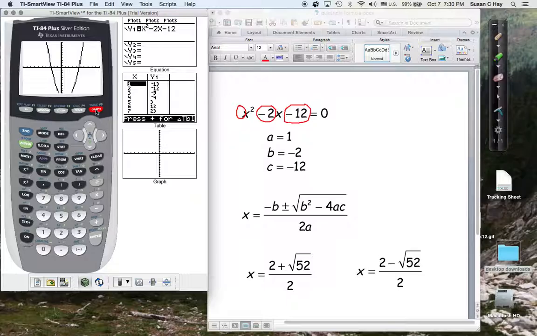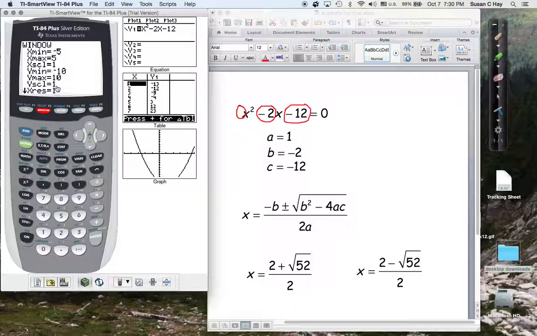And wow, check that out. If you want to zoom in more and get a closer look, you know how you can change your window. Let's change our window. We don't want to see all of those x's, so let's focus in on like -5 down to 5. This is a good thing to do, so you can look more closely at where my graph crosses the x-axis. There are two solutions. So this is the graph of the equation x squared minus 2x minus 12.